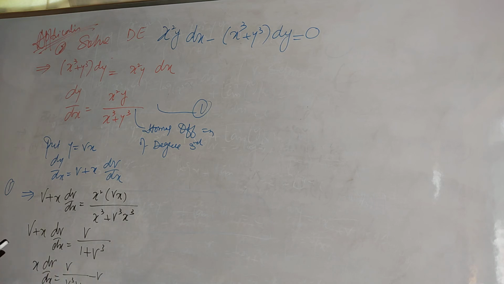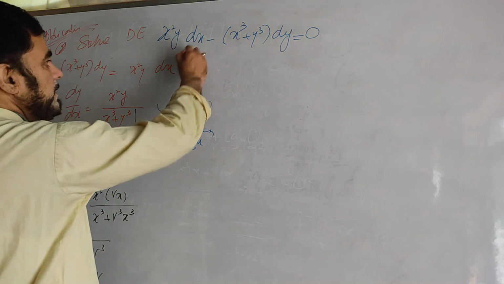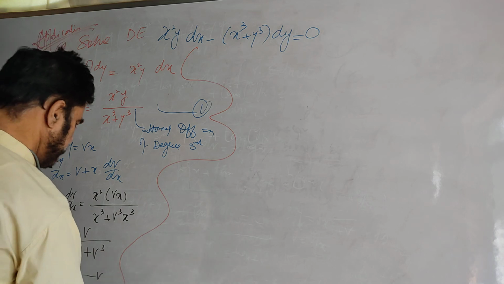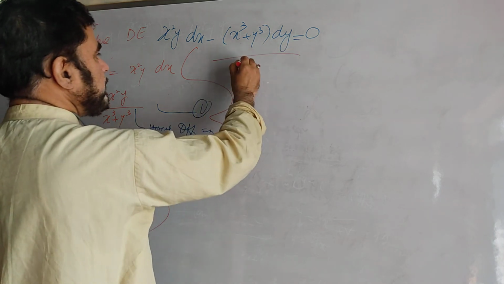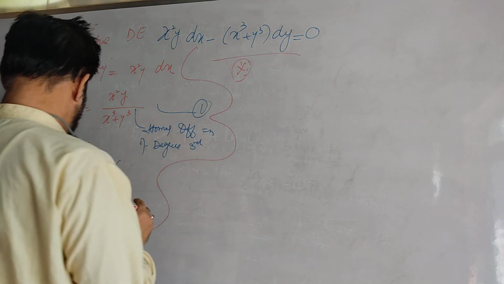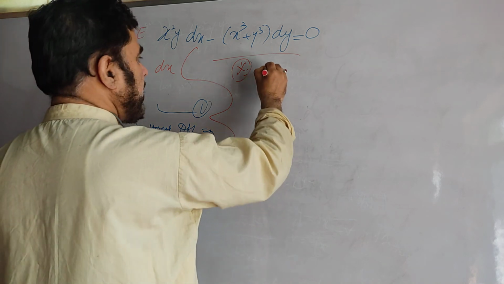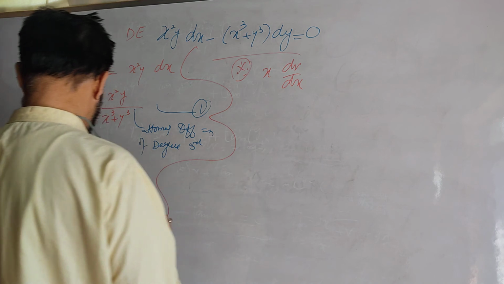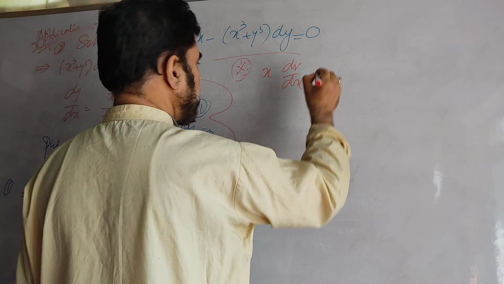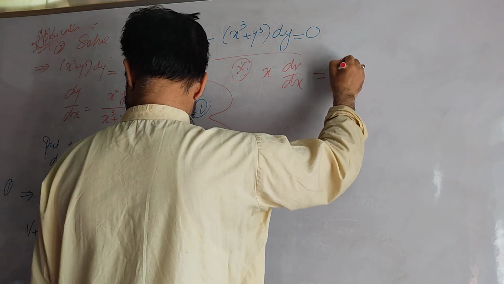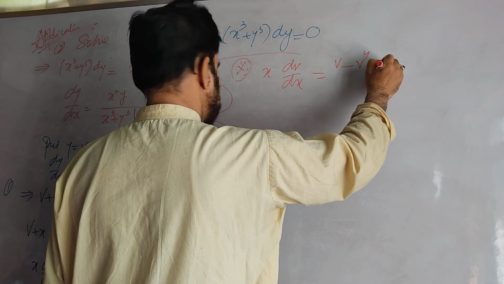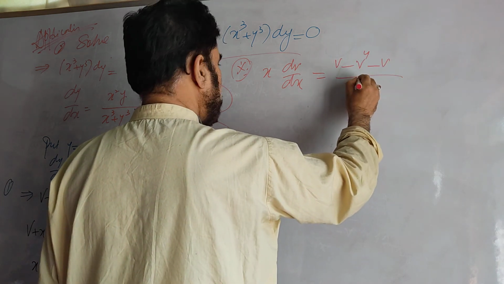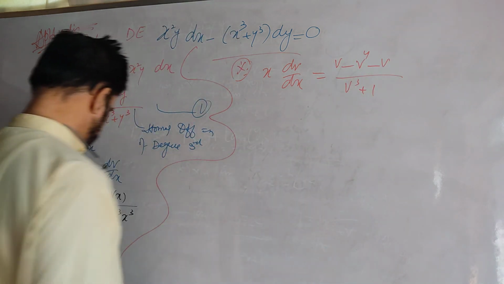So that you can write x dv by dx is v by (v cube plus 1) minus v. Now after this, let me come here. I am now here. It is my x dv by dx is equal to v by (v cube plus 1) minus v.